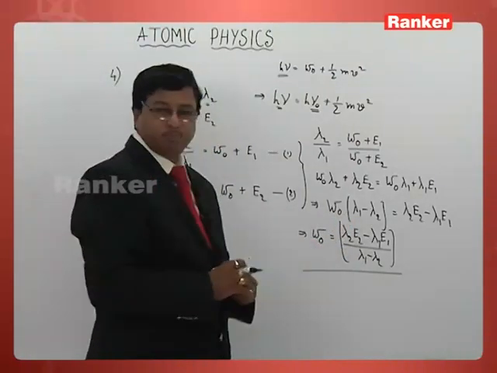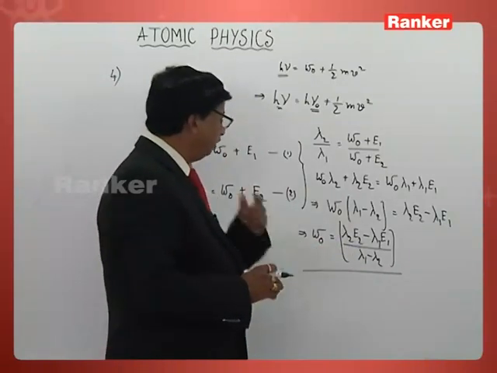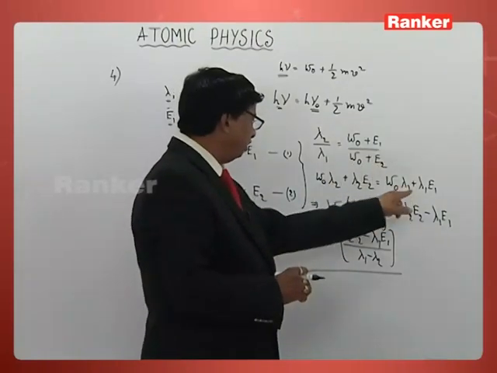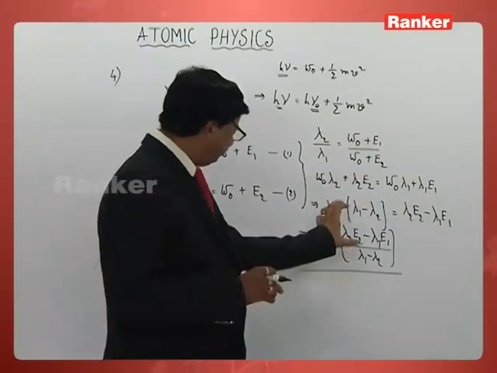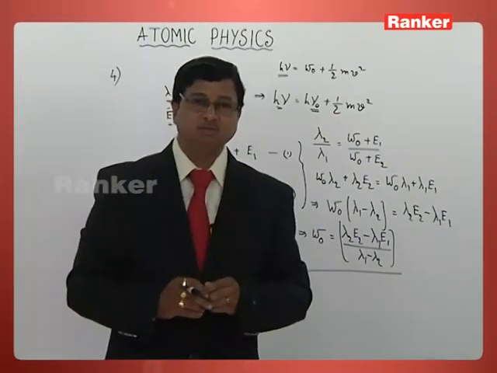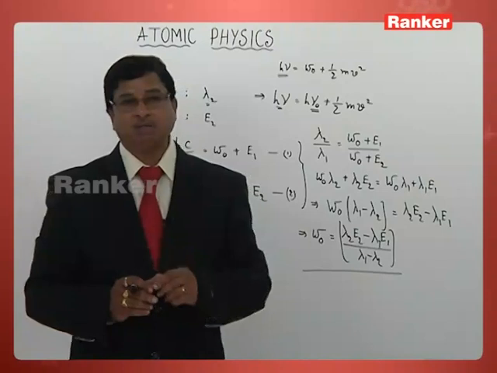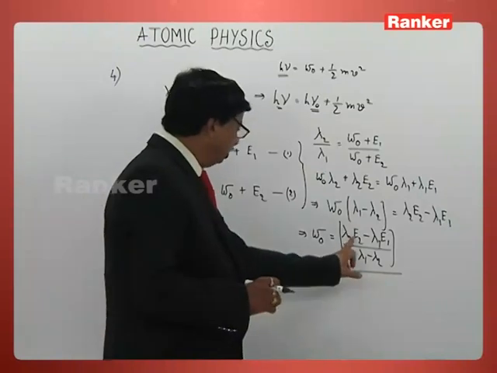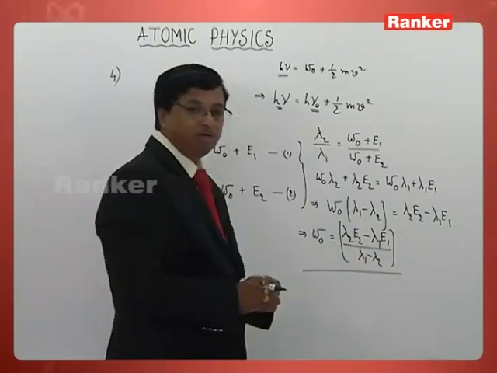Lambda 2 E2 minus lambda 1 E1 by lambda 1 minus lambda 2. So bring this W1, lambda 1 minus lambda 2, this comes over here. See the options given over there. Exactly the same value you are having in the fourth option given. Look at E2 lambda 2 minus E1 lambda 1 whole divided by lambda 1 minus lambda 2.